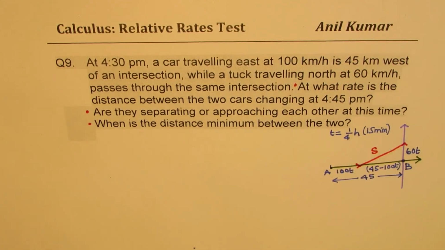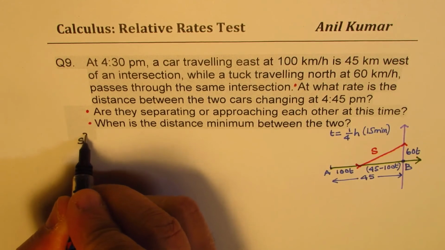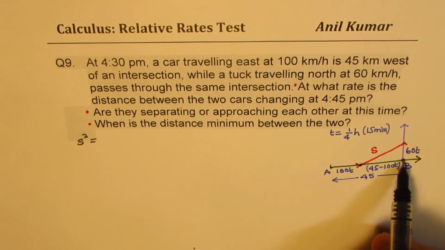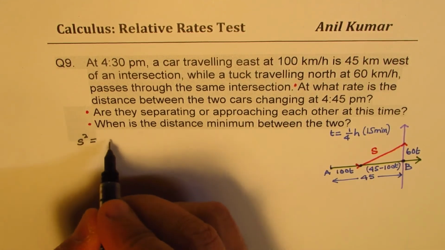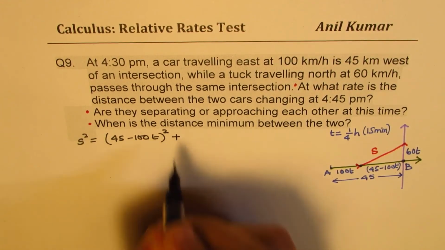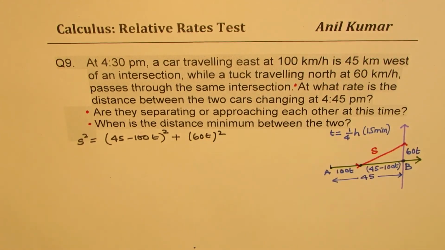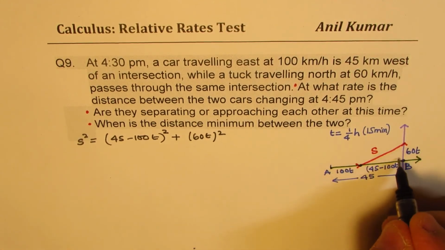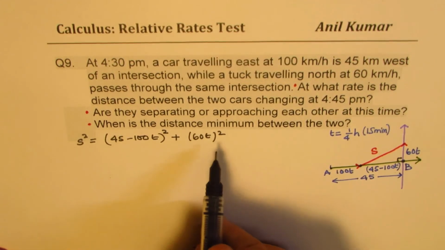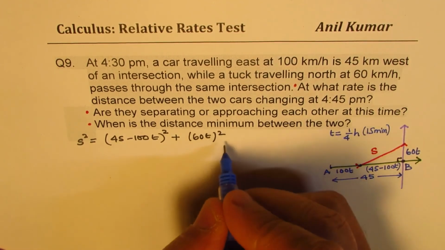So that is along when the truck moves. From this you can see that we can relate the separation. So separation S squared is equal to this distance, right? From here to here, which is 45 minus 100t, whole squared, plus 60t, whole squared. Correct? So that is the relation between time and the separation between the two. Is that clear? Perfect. So we can take the derivative on both sides, so let's differentiate this with respect to time.